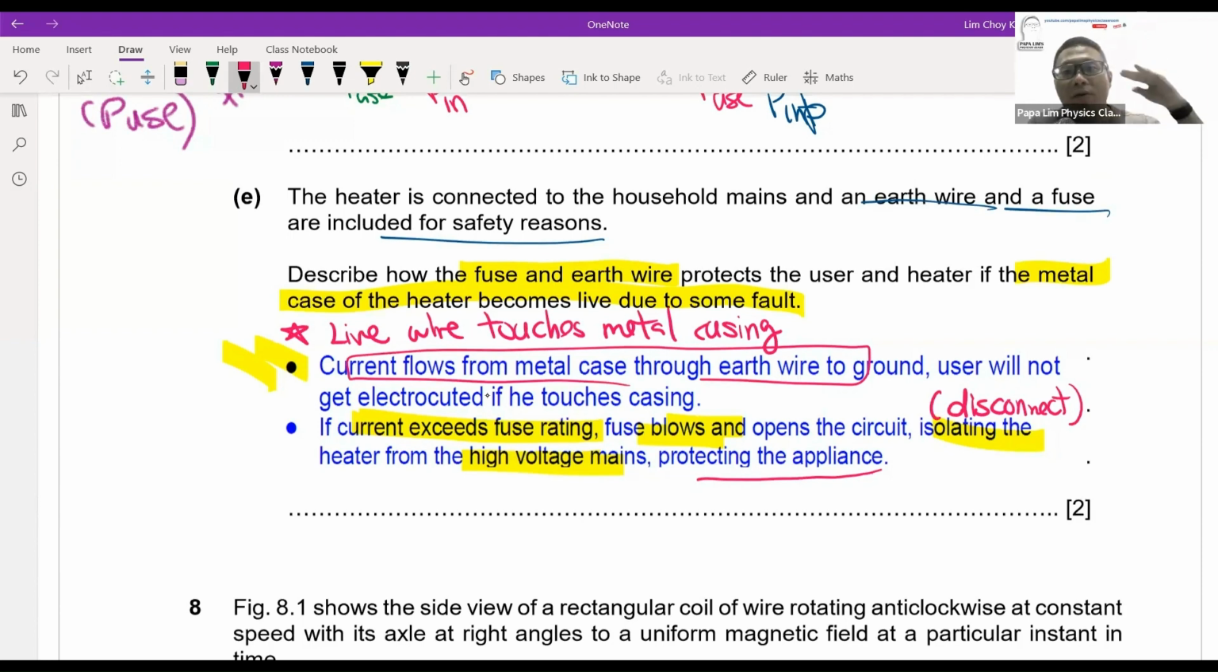Okay, so when you have a fault in the earth, the current will be flowing through the earth wire. So how do I cut off this current supply? That is where the function of the fuse comes in. The fuse will actually melt and you cut off the current flowing through the metal casing. Okay, and this is how I explain the usage of earth wire and fuse together as a team, to protect the appliances and the user also.